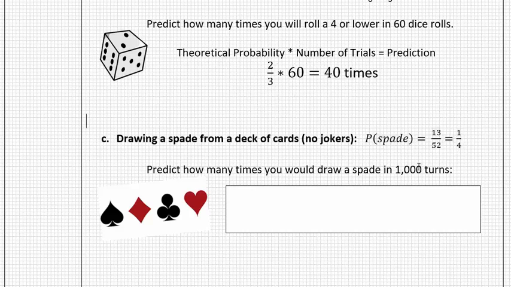Now let's see if we can use that to predict how many times you would draw a spade in 1,000 turns. Go ahead and think about that using the model we've done for the last two problems, pausing the video if you need to, and then resuming the video to compare your work with mine.